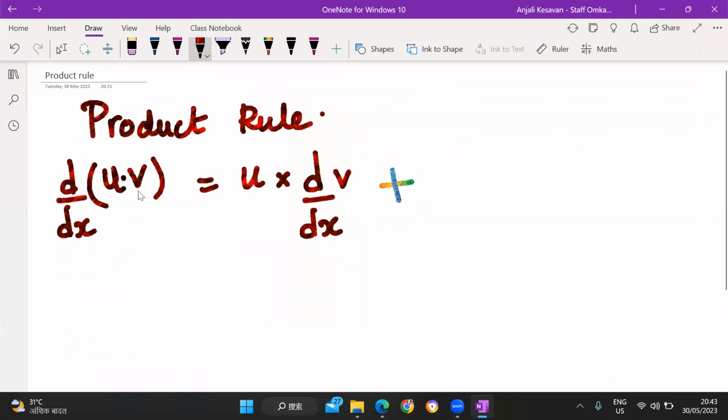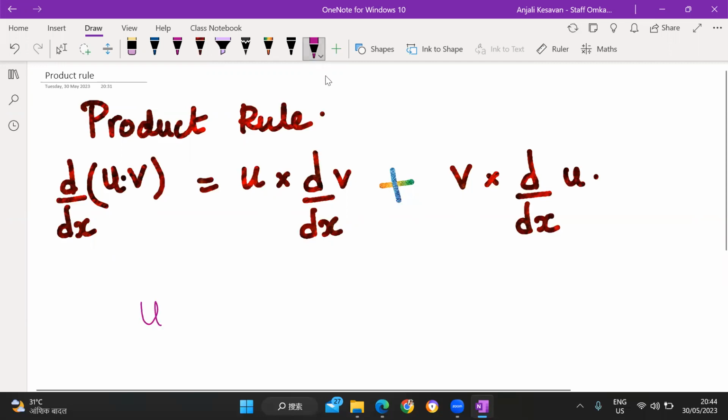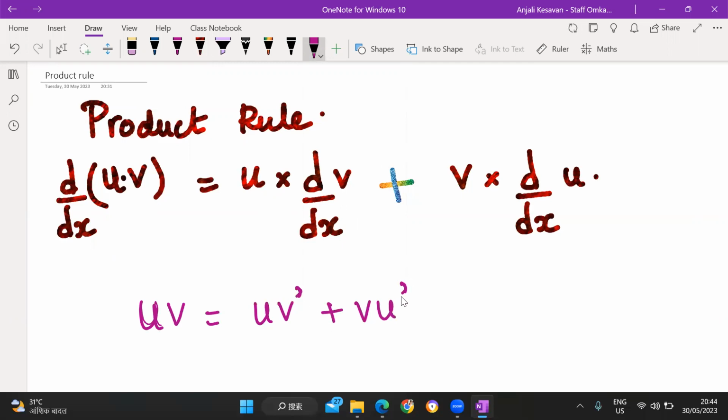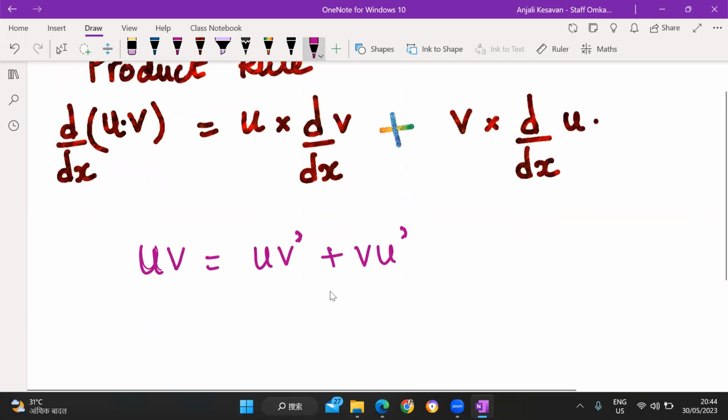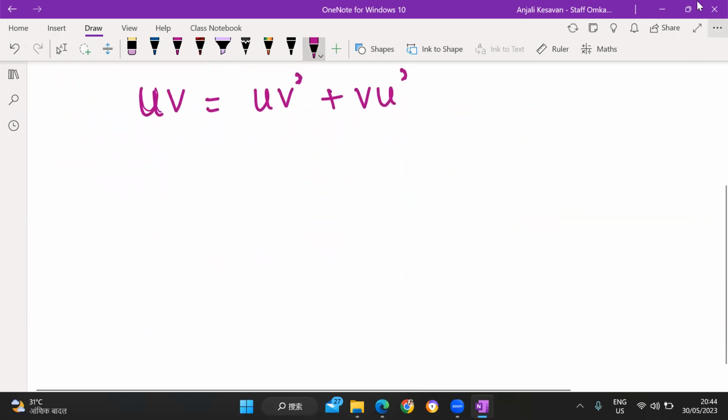What is the next term? The next expression is v. So you multiply that by the differentiation of u with respect to x. Now, instead of writing this out, there's an easier way to remember this. The UV rule can be denoted very easily as u v prime plus v u prime. U prime and v prime indicate derivatives. Okay, so let's begin our topic.